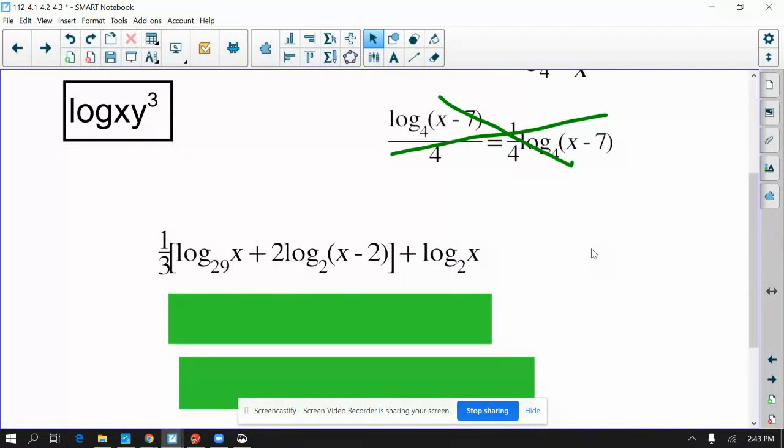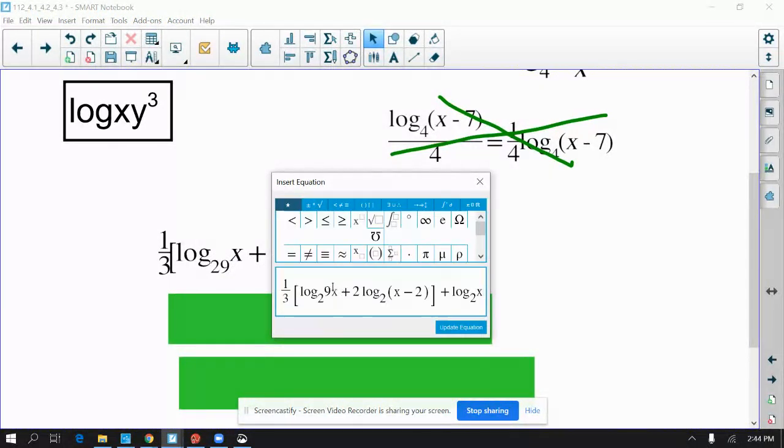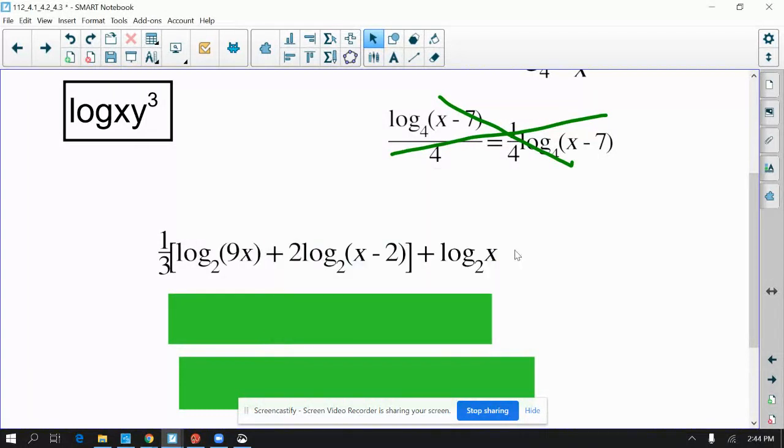All right, this one's a doozy. Probably pause it and see what you would do to continue. This 9 has drooped down. Okay, so it's 1/3 times, see the brackets? 1/3 times all of this plus this. Notice it's all log base 2.